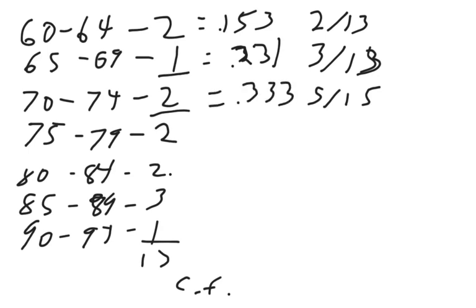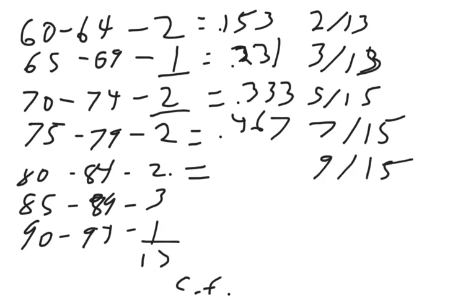So that's 5 out of 15. 7 out of 15 is 0.467. This one's 9 out of 15. 12 out of 15. I meant 13 for all of these. So cross those two out briefly.